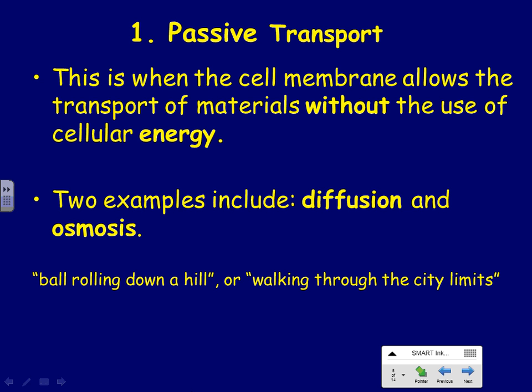It just does it. Why? Because the laws of physics dictate that that ball at a higher energy would rather exist as a ball in a lower energy state, and so it rolls down the hill. All right? That's exactly what happens in diffusion. It's what we call a spontaneous process, and it happens all by itself.